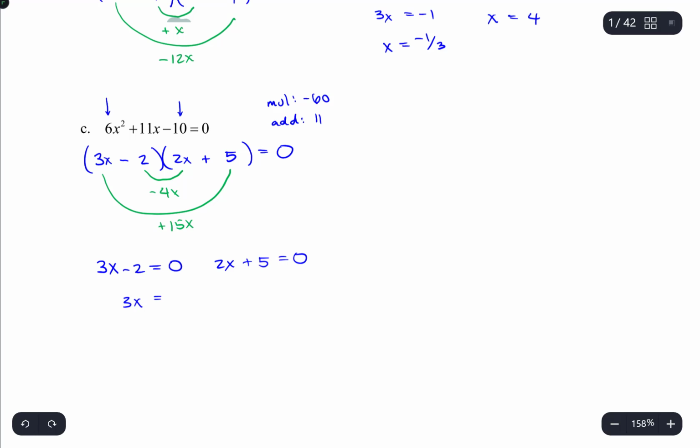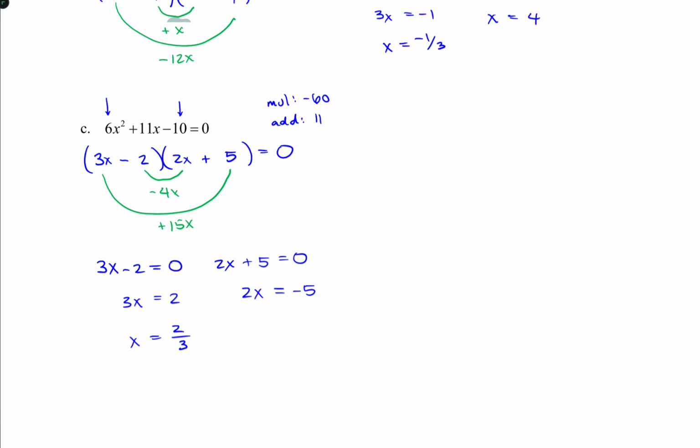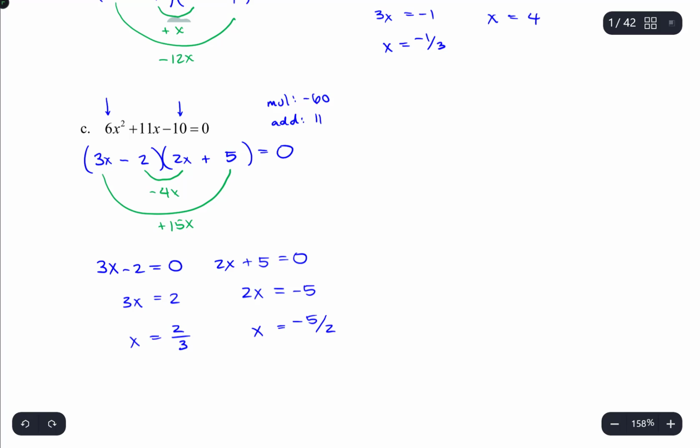So adding 2 to both sides here, this would be 3x equals 2, and then divide both sides by 3, I get x equals 2/3. And then in the other, 2x equals -5 by just subtracting 5 from both sides, and then dividing by 2, I get x equals -5/2.